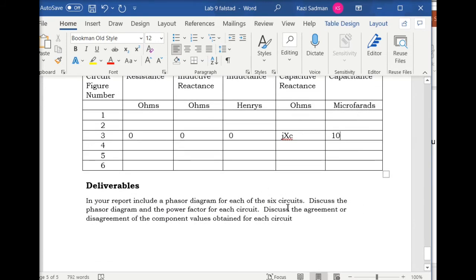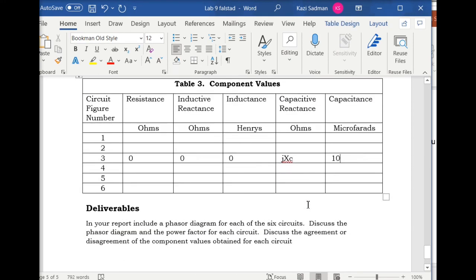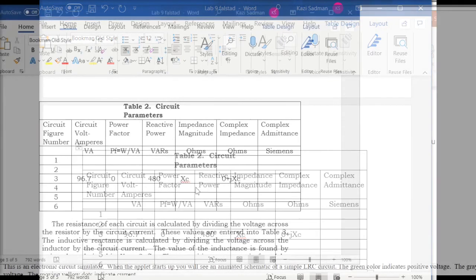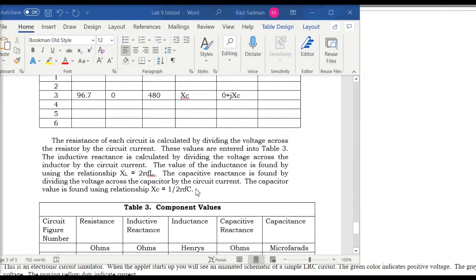Now, over here they ask you to include a phasor diagram for each of the 6 circuits. So how do you do that? Over here you have a power factor. The power factor angle is the inverse cosine of this value. The value of the power factor, like I said, goes from 0 to 1. For our case it's 0 because there is no real or active power over here. So when you do that, cos inverse of 0 obviously becomes 90 degrees, right?